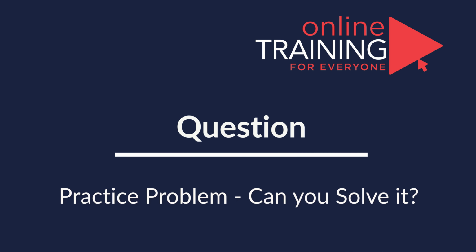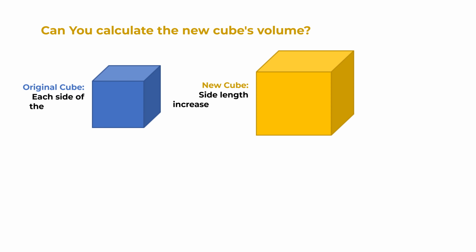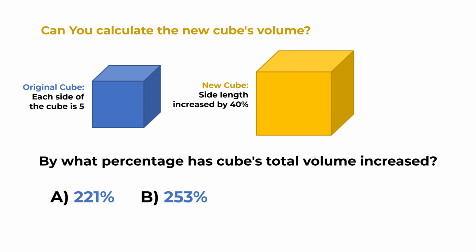Here's the practice problem for you to see how quickly you can solve it. A 5 by 5 by 5 cube has its side's length increased by 40%. As a result of these changes, by what percentage has the cube's total volume increased? You have 4 different choices. Choice A, 221%, choice B, 253%, choice C, 274%, and choice D, 327%. Can you quickly calculate the solution?